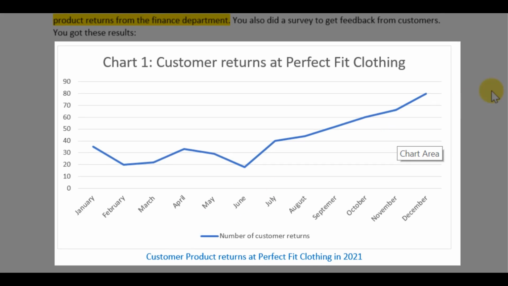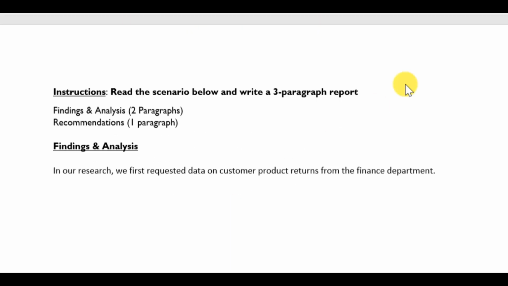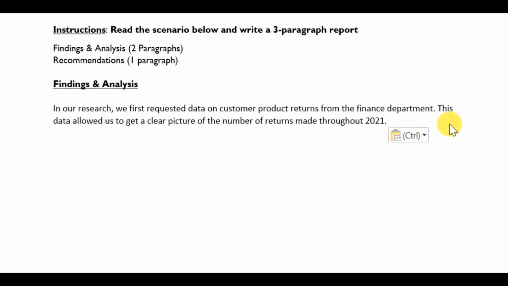Now, this is chart 1, isn't it? And this shows us the information about the number of customer product returns all through 2021. So, in my paragraph, I'm going to say, this data allowed us to get a clear picture of the number of returns made throughout 2021. So, that is the first question. What research did you do? Now, for the second question, what were the key findings of that research?